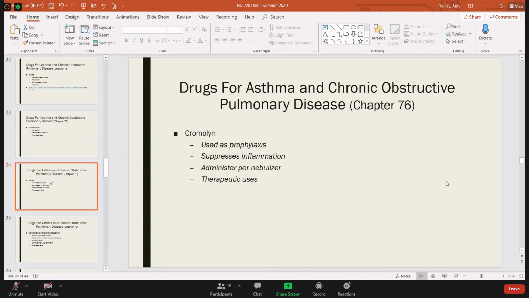Cromolyn is another medication that is used to treat asthma. It suppresses the inflammation, but it does not cause bronchodilation. It is administered a lot of times with a nebulizer.